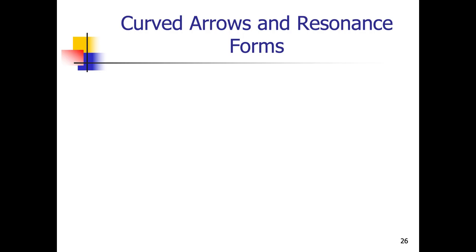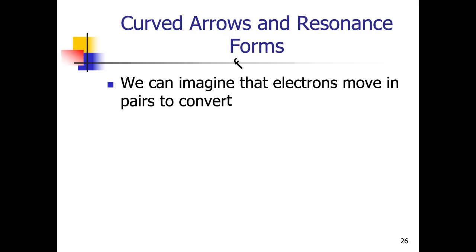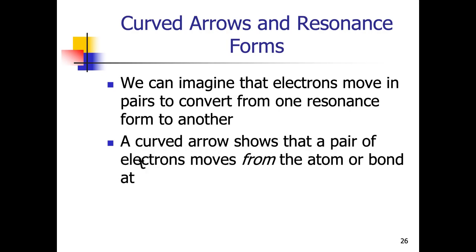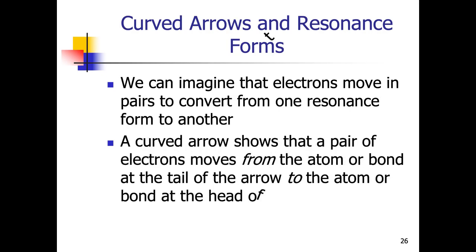Curved arrows and resonance forms. We can imagine that electrons move in pairs, to convert from one resonance form to another. A curved arrow shows that a pair of electrons moves from the atom or bond at the tail of the arrow, to the atom or bond at the head of the arrow.